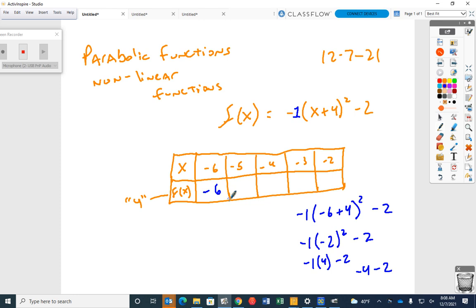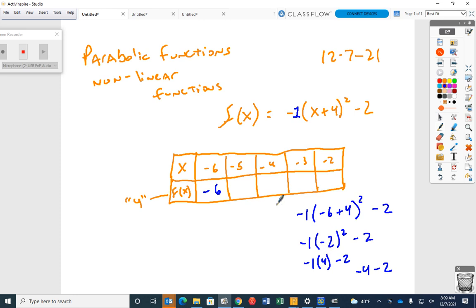Okay? Let's look at the next one. Now, should I be able to do this in my head now that I kind of understand the process of it? Negative 5 plus 4 would be what? Negative 1. What's negative 1 squared? 1, right? And negative 1 times 1 would give me what? Negative 1. And what's negative 1 minus 2?